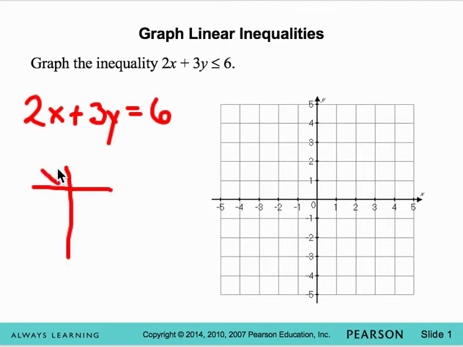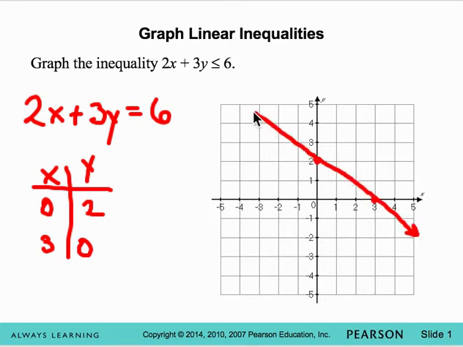The intercept method. I'm going to let x be 0 and y be 0. Because if x is 0, this is gone. So 3 times 2 is 6. If y is 0, this is gone. 2 times 3. And I've got my 2 points: 0, 2, and 3, 0. Now, if I just drew a line through there, that's where it's actually equal. And I'm going to do that because this one says or equal. So that's actually part of my answer because I want where it's less than or equal to 6.